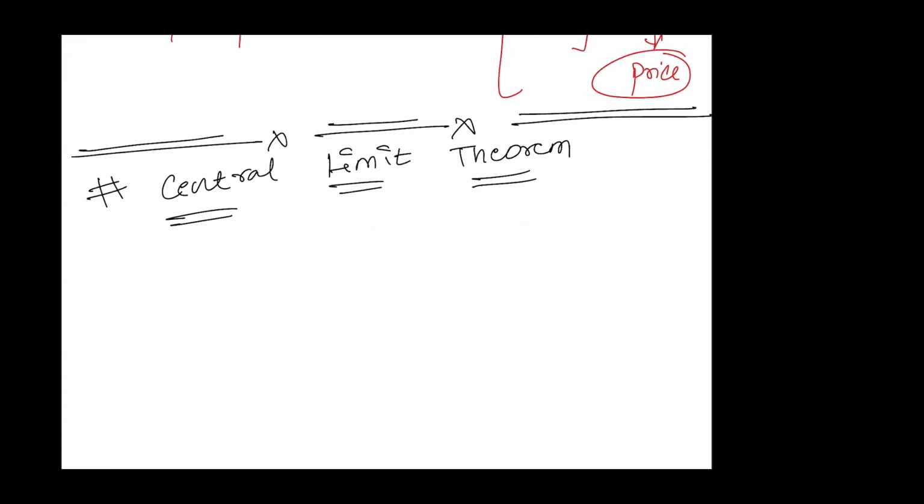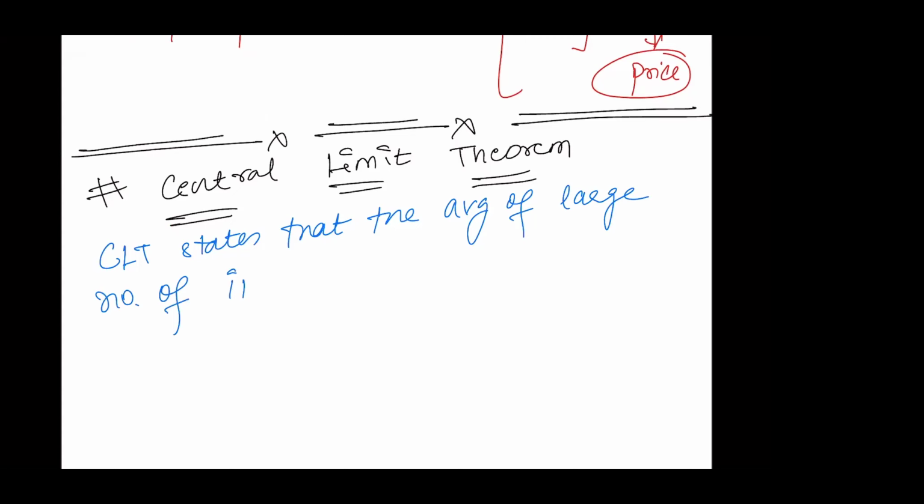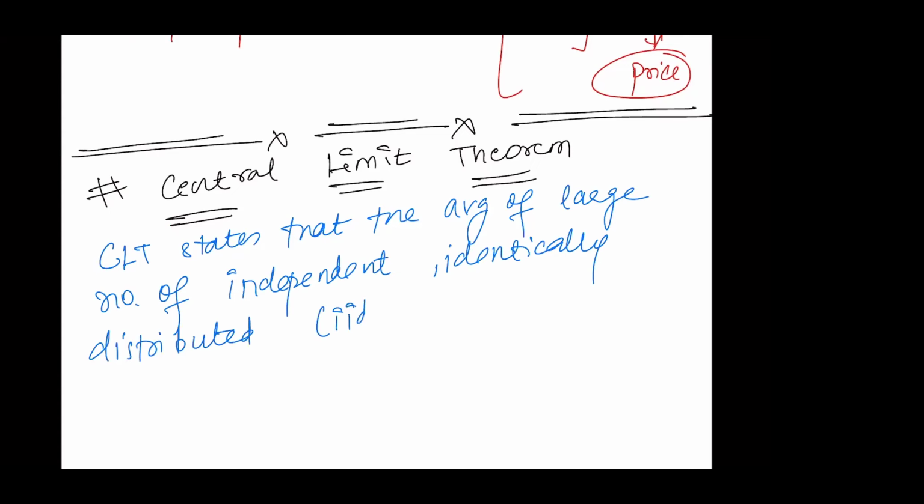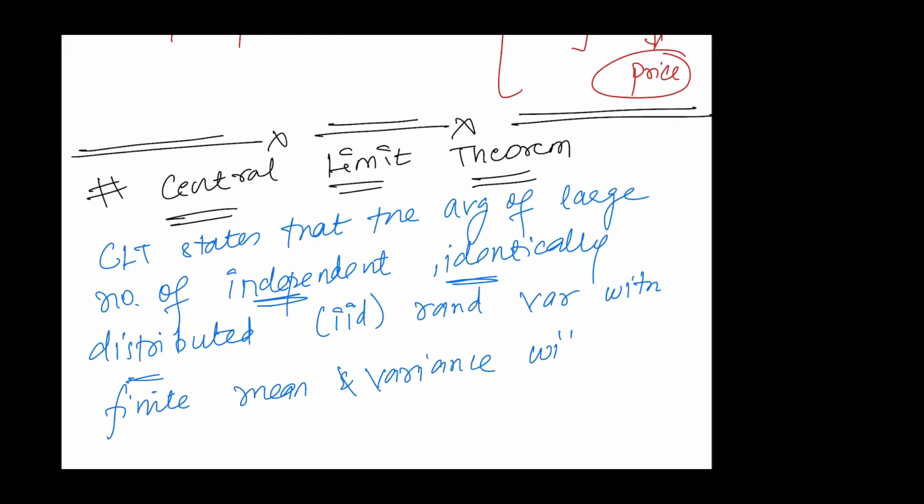Okay, let me write this and let me explain this concept. So central limit theorem states that the average of a large number of independent identically distributed random variables, IID, with finite mean and variance will approximate to a normal distribution.